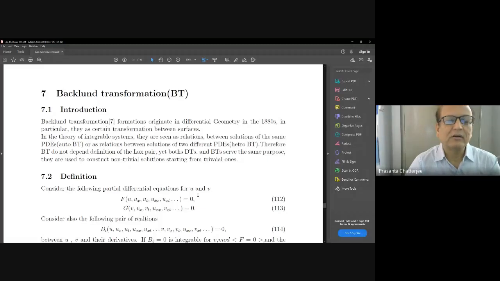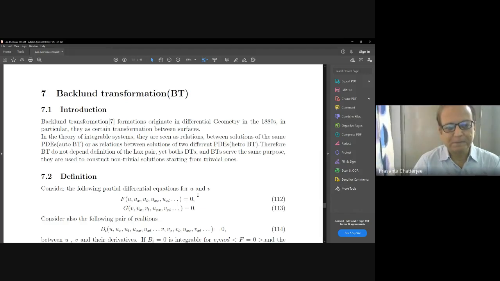Backlund transformation, or in abbreviation BT. Backlund transformation was initiated long back. Actually, it was initiated in the 1880s, but since the nonlinear differential equations developed after 1950, it has a tremendous application now.